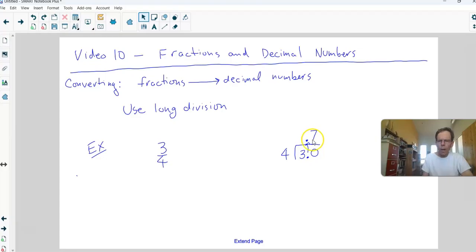All right, so now we multiply 7 times 4, we get 28. Then we subtract. 30 minus 28 is 2. We have to put another 0 and bring that down. 4 goes into 20 five times. Multiply. 5 times 4 is 20. And we don't have any remainders, so we're done. This decimal number terminates, meaning that there's just zeros to the right. So 3/4 equals 0.75. That was easy, right?